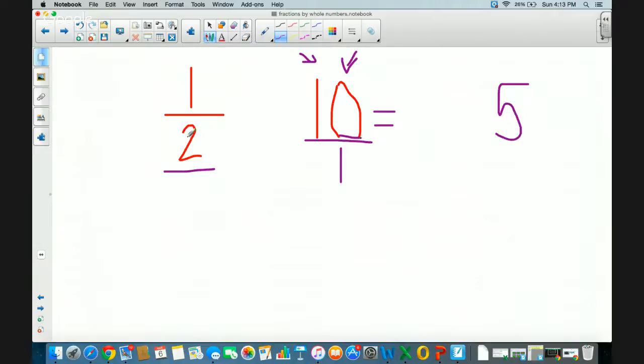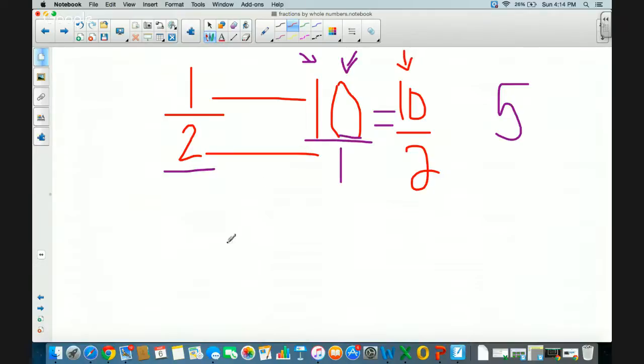All whole numbers have an imaginary 1 underneath that number. So now we have 2 fractions here. We should know how to solve this. 1 times 10 is 10. And 2 times 1 is 2. Well, that's weird. My answer still doesn't equal 5. But this is what kind of fraction? Improper. And we solve all impropers by division. 2 goes into 10 5 times with nothing left over.